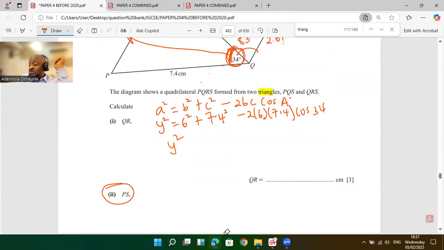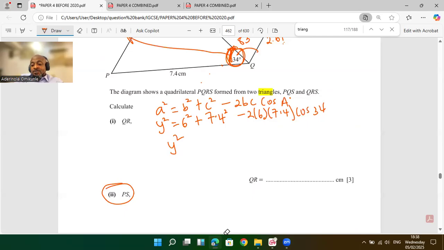So for y squared, I can put all this directly into the calculator. But again, you must know how to simplify it because there's a no calculator paper, and you must always know how to do it without a calculator. Maybe I'll look for a question on that that requires no calculator. I'll try and look for the question. Okay, so we have 6 squared plus 7.4 squared minus 2 times 6 times 7.4 cos 34.